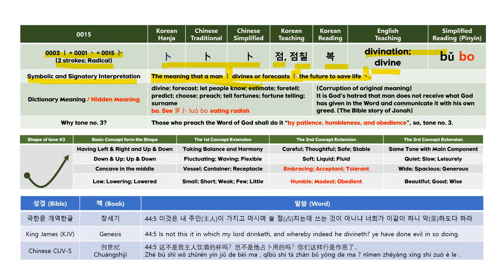Please try to remember by going back to the previous, the first character. If you don't know the pronunciation in Chinese language, it's tone number three. Bo, bo, tone number three. Conceptual value. But sometimes it is pronounced bo, bo.